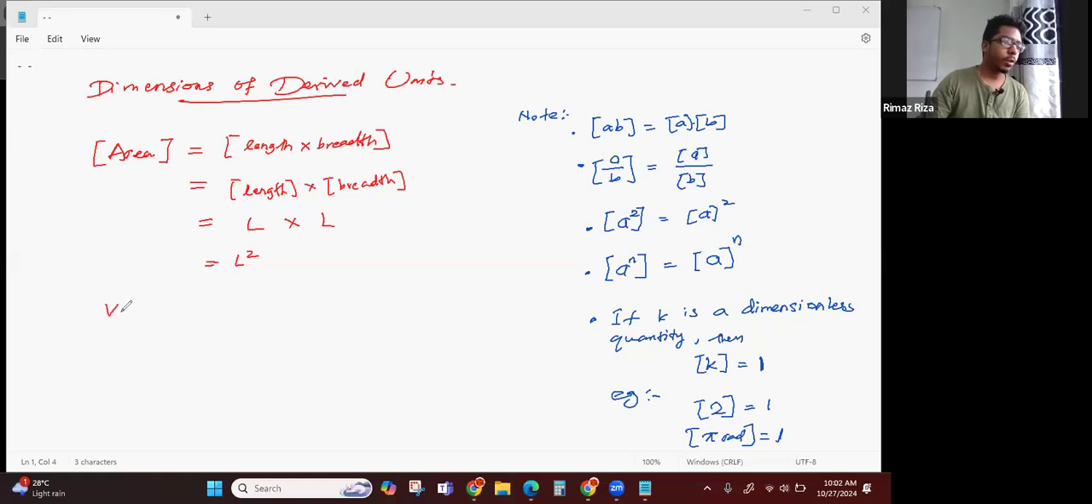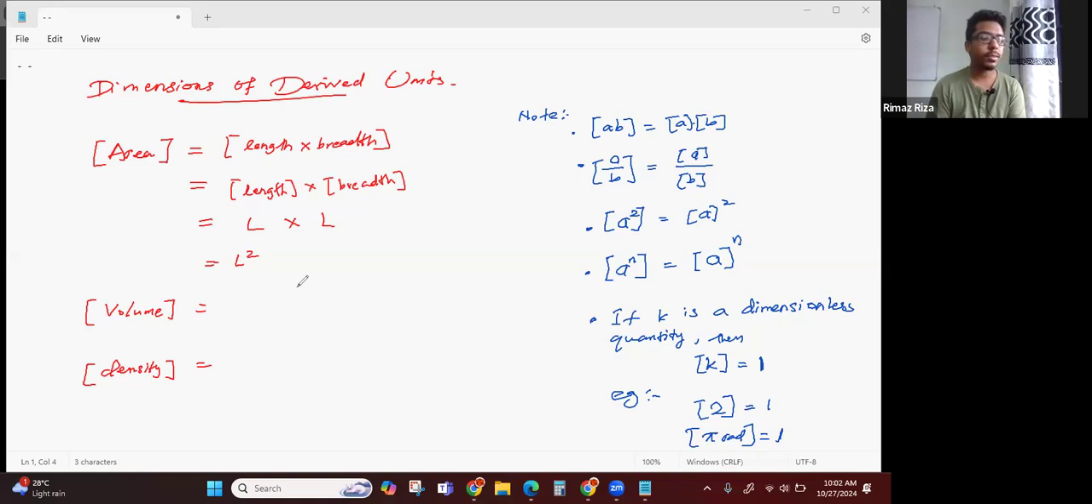Then you can find the dimension of volume. Please quickly find it, and also the dimension of density. So don't write now. I know you know the answer for volume is L cube, but this is a note, so you want to complete the note. So write in this method. Length into breadth into height. So you will have L times L times L, so L cube. So write down the steps.